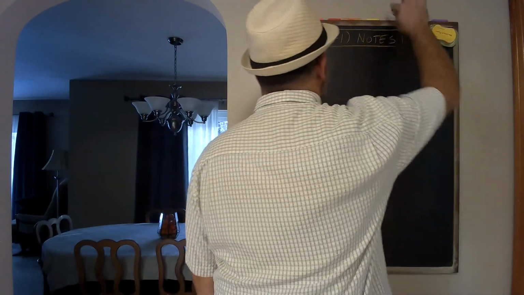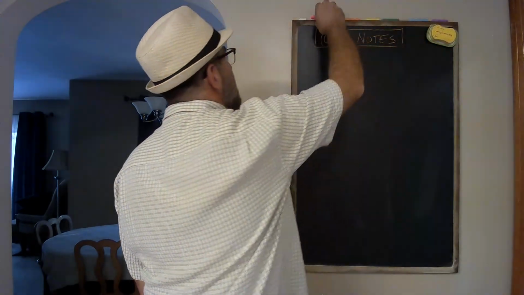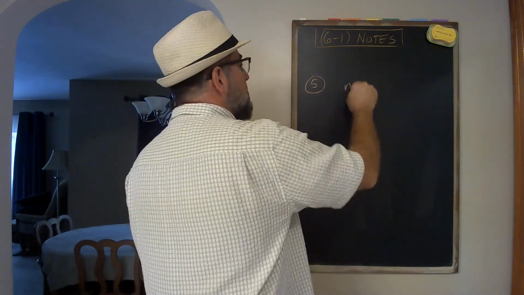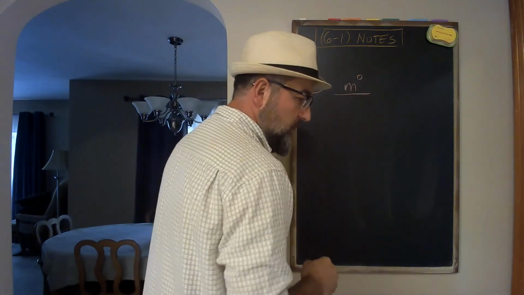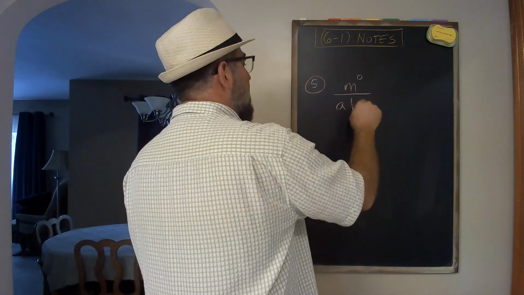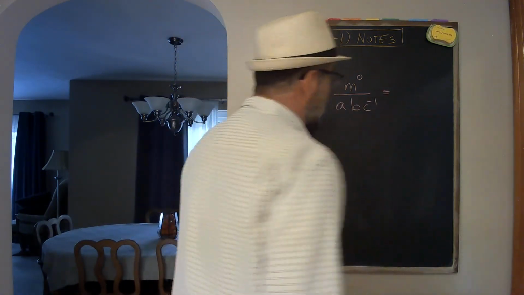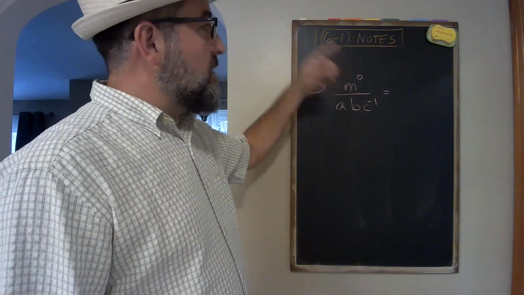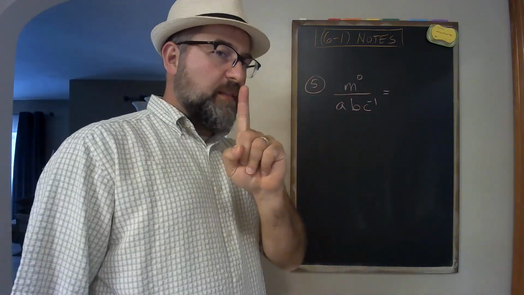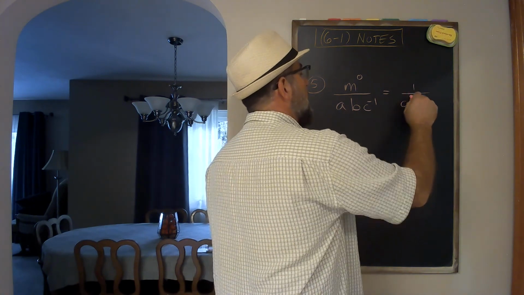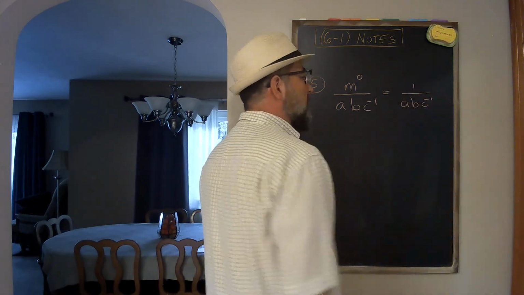and maybe we can make some sense of that problem. So number 5, we have m to the 0 all over a, b, c to the negative 1. Okay, 0 exponent. We remember anything to the 0 is 1. So that's just going to be 1 over a, b, c to the negative 1.